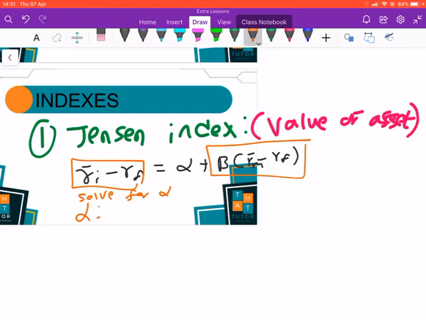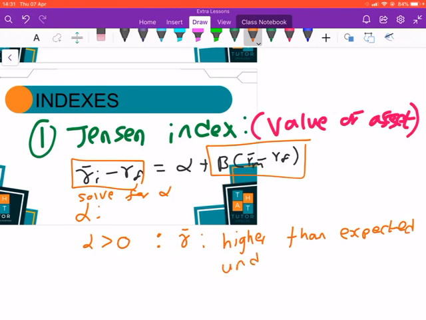So if you can solve for alpha and you find that alpha is greater than 0, it simply means that the returns that you are going to get are higher than expected. And if the returns of the asset are higher than expected, it simply means that this asset is undervalued.